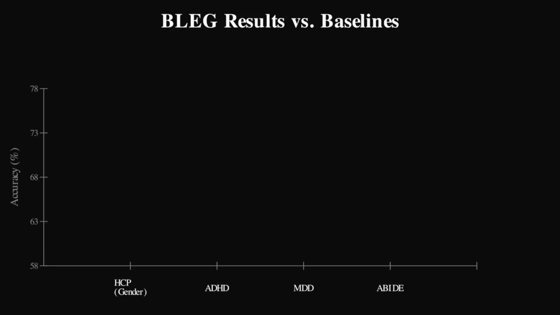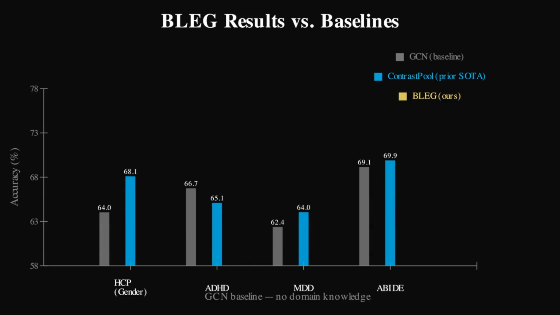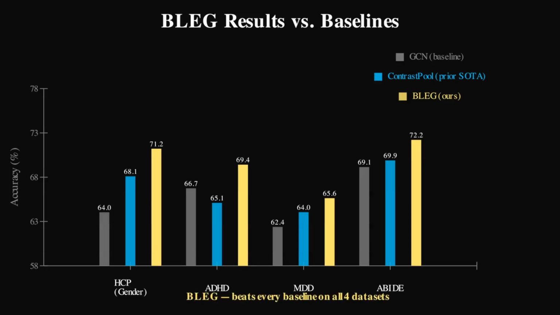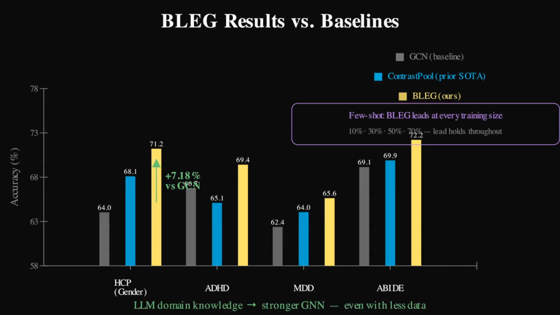Section 7. Results. Let's look at what this achieves. Across 4 public brain network datasets, autism, ADHD, gender classification, and depression, BLEG outperforms every single baseline, including specialized brain GNNs and prior LLM-GNN hybrid methods. On the Human Connectome Project dataset, that's the gender classification task, BLEG hits 71.21% accuracy versus 64% for a vanilla GCN. That's a 7 percentage point jump. Against the prior state-of-the-art brain GNN method, Contrast Pool, BLEG improves by 3 percentage points.